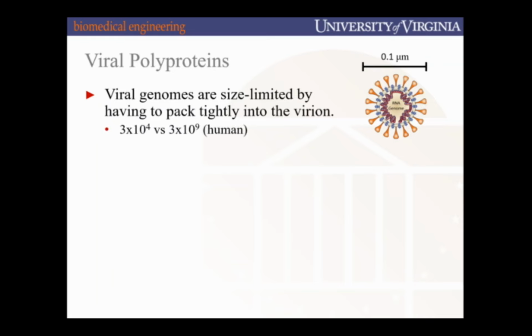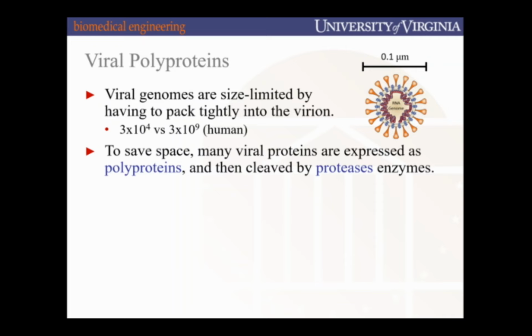This places an incredible constraint on viral genome size. As you can see here, the SARS-CoV-2 genome is approximately 100,000 times smaller than ours, because the virion structure just can't physically accommodate anything larger than around 30,000 nucleotides in length. In order to save space and use their genome as efficiently as possible, many viral proteins are expressed as polyproteins and then cleaved by protease enzymes. Let's explain what this means.